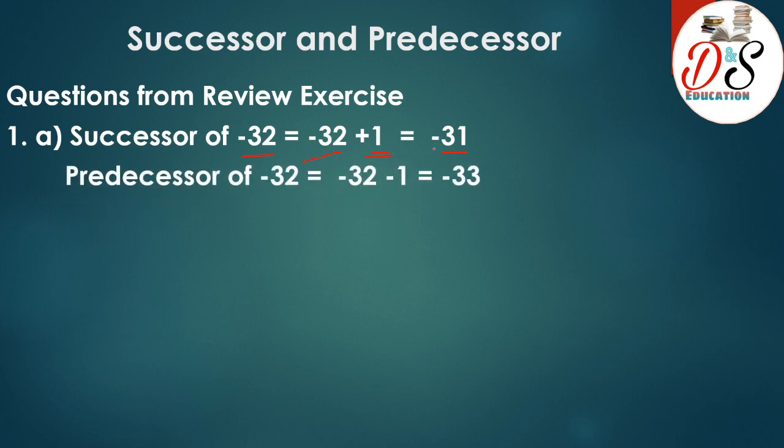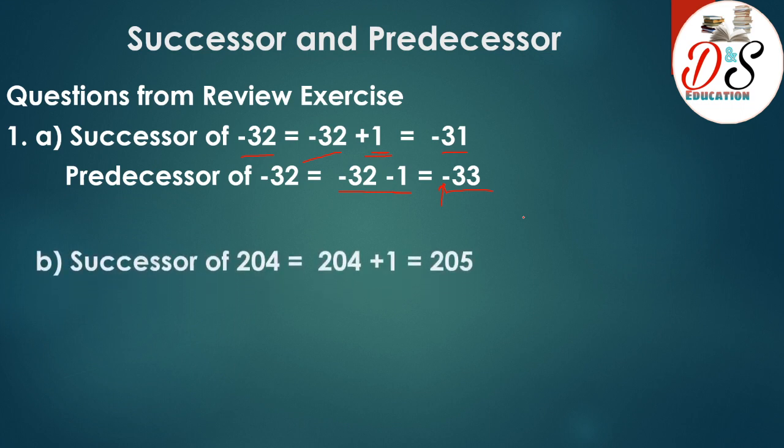Next, we have to find the predecessor of -32. I told you earlier, to find the predecessor of a number you have to subtract 1 from that number. That's why we are subtracting 1 from -32. Now both these integers are negative, so we have to add these two integers. After addition we got 33. Since both integers are negative, we put a negative sign in our result.